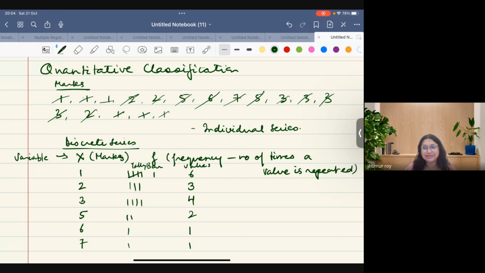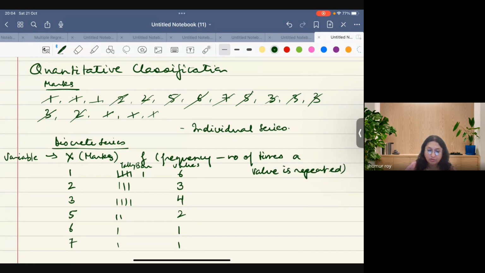So now in discrete series, what we do is we are going to write the number of times one particular value is being repeated. Please note this very carefully. Okay. So this is the second series. So now you're clear. The first series is called individual series, where we just write all the values as they are. If it is repeated, we write it in the same manner. The second is a discrete series. This X is a discrete variable. So individual values which are being repeated, I will write that.